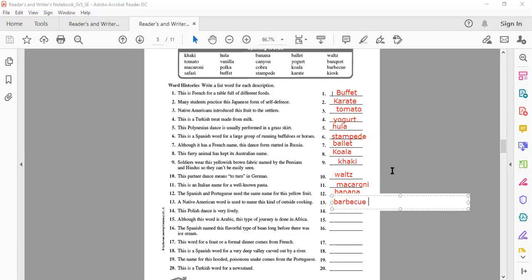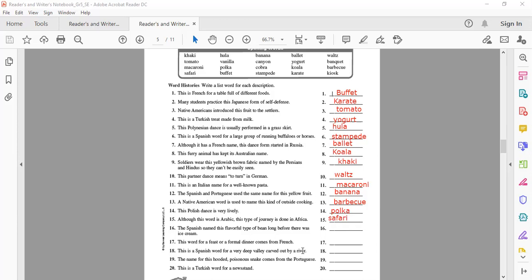Number 14. This Polish dance is very lively. It's polka. Polka, excellent. Although this word is Arabic, this type of journey is done in Africa, when we go outside to hunt the animals. Safari, excellent. So we have safari.